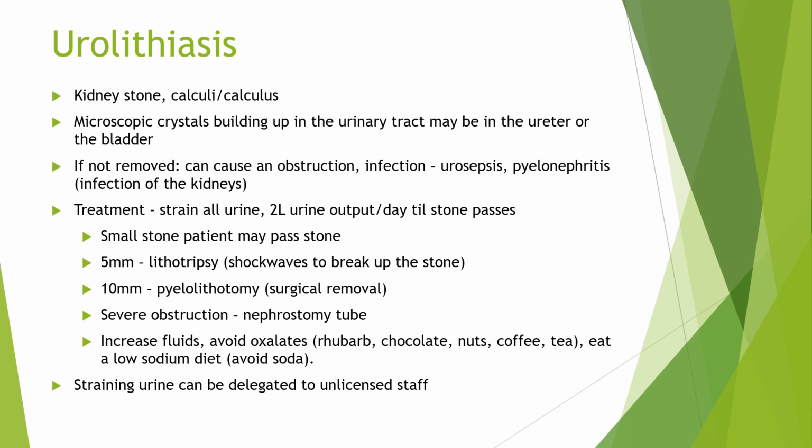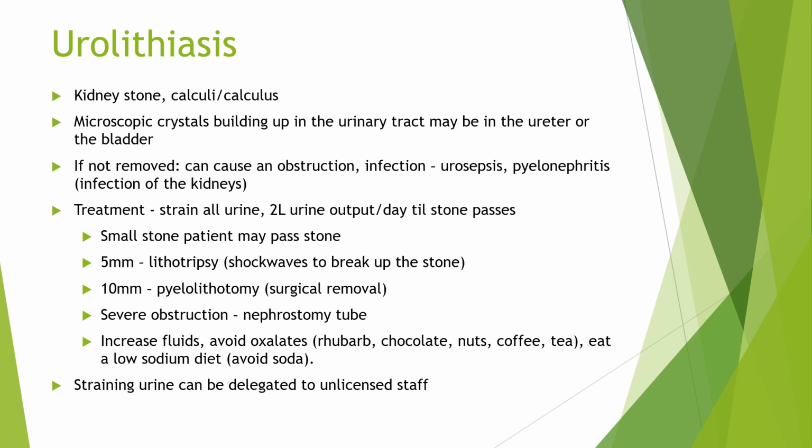So urolithiasis. So this is a kidney stone or a calculus. It's like a microscopic crystal buildup. It's somewhere in the urinary tract. It could be up in the ureter, it could be down in the bladder, it could be in the urethra. So sometimes they're small enough where they could just pass on their own, and other times they're bigger and they cause an obstruction. The problem with the obstruction is, for one, the pain, but also then the urine's not going through, so then urine's sitting there, and an infection starts to brew. So they get urosepsis or pyelonephritis, which is that infection of the kidney.